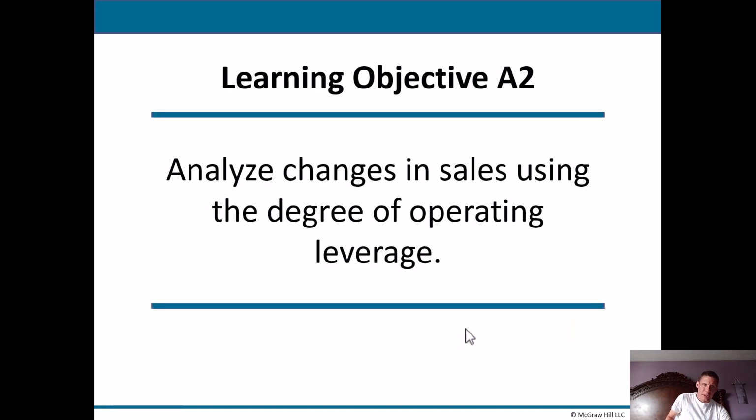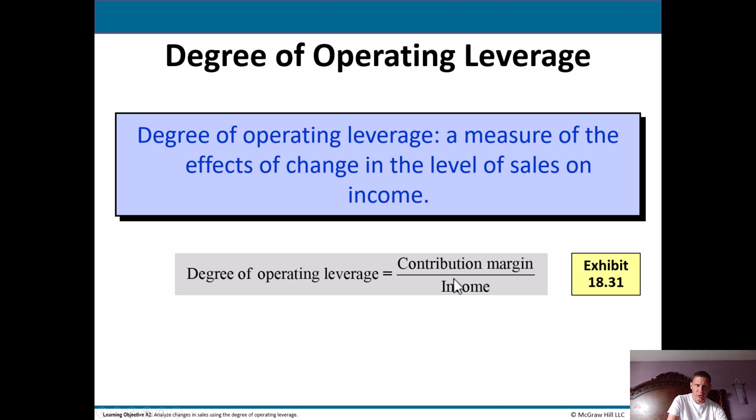Okay, last thing, and then we are done for this video. Analyze changes in sales using what we call the degree of operating leverage. So the degree of operating leverage, you can think of this as how does income change and how does sales change and how are those changes related to each other. So the formula we use for DOL, or degree of operating leverage, is contribution margin divided by income.